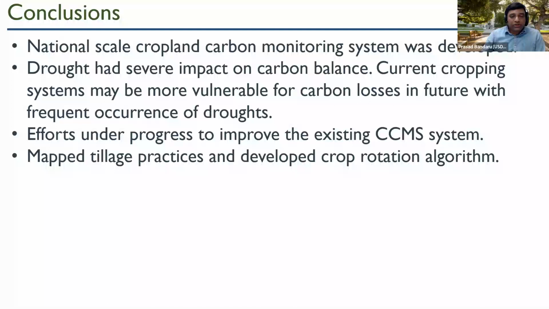I think that's pretty much it, in conclusion. We have a prototype carbon monitoring system in place, which can estimate the net carbon balance at very high spatial resolution, wall to wall in the US. Some of the results from early simulations indicated that drought had a severe impact, and that we need alternative management practices like cover cropping systems. And like I mentioned, some efforts are in progress to improve the existing carbon monitoring system.